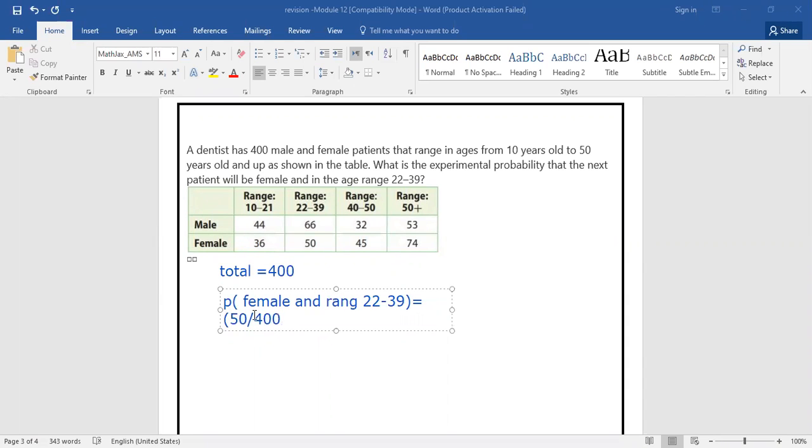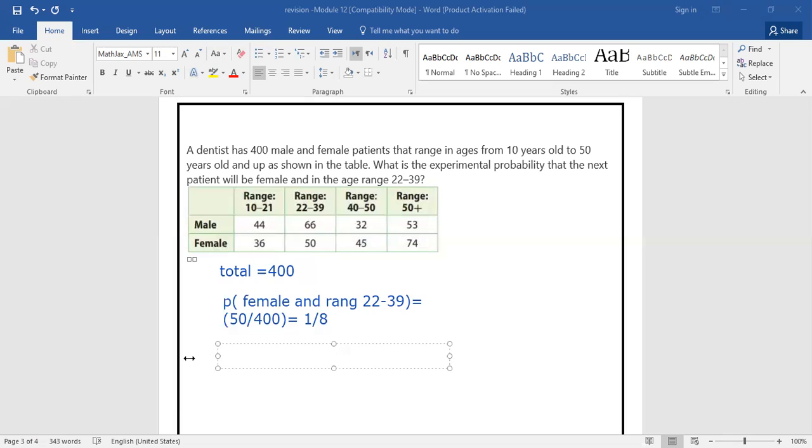And then we will simplify it. 50 over 400 will be 1 over 8. Will it be likely or less likely? Unlikely. Very good. Unlikely. Right. Let me ask another question.